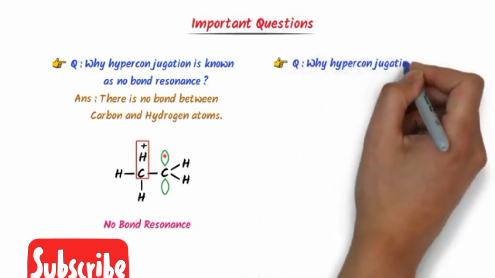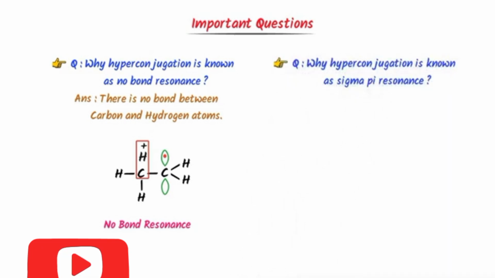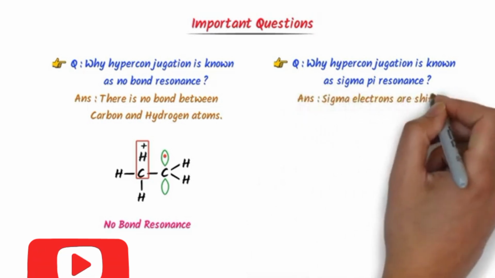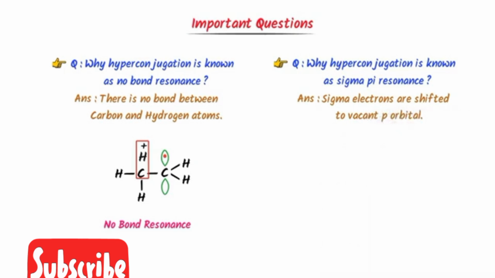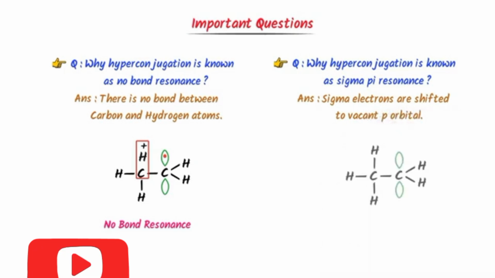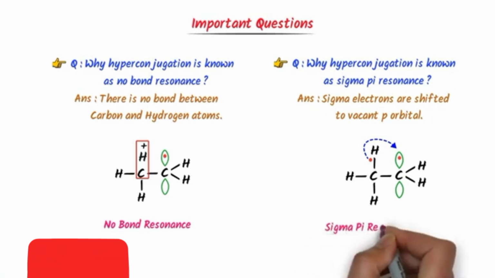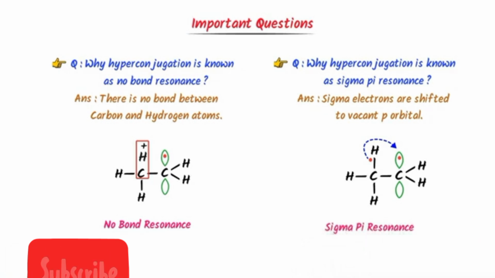Secondly, why is hyperconjugation known as sigma-pi resonance? Well, it is because sigma electrons are shifted to the vacant p orbital or pi orbitals. For example, consider this carbocation. We can see that the sigma electrons of this hydrogen are shifted to the empty p orbital of the carbon. Due to the shifting of sigma electrons, resonance occurs. Therefore, we say that hyperconjugation is known as sigma-pi resonance. Thus, note down all these important questions.